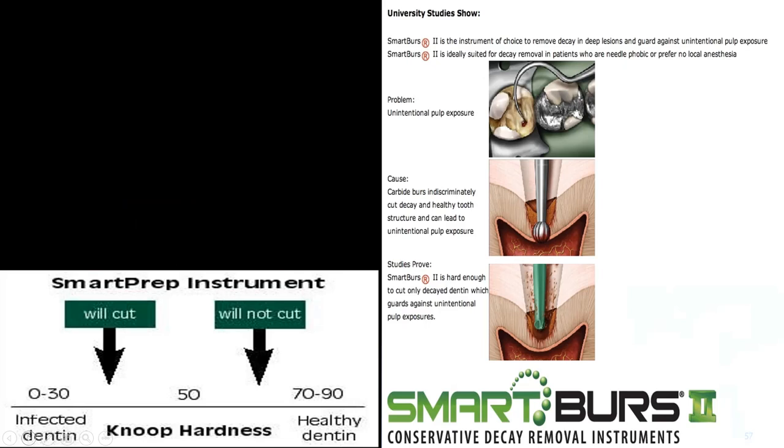As I said, the smart prep burs can be used to remove decay and deeper lesions, and they protect against unintentional pulp exposure. They can be used for patients who have needle phobia or who prefer to avoid local anesthesia. These are hard enough to cut only decayed dentin; they will not cut through the healthy dentin.